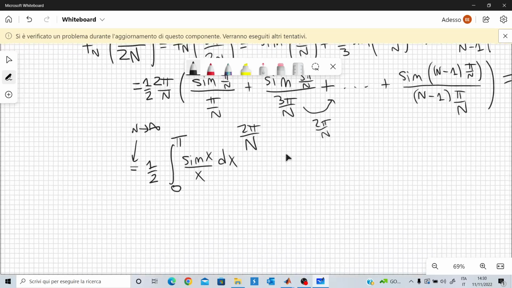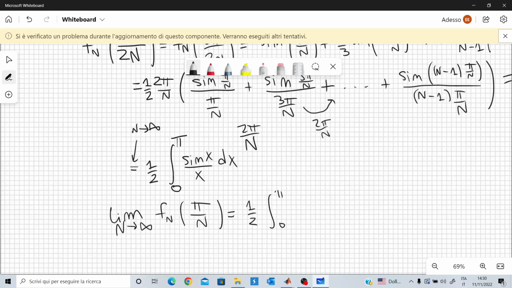What we get from here is basically this. The limit, as n goes to infinity, of f sub n of 2 pi divided by 2n, or if you want, you just have pi over n here, is equal, in the limit, to 1/2 integral from 0 to pi of sine of x over x dx.